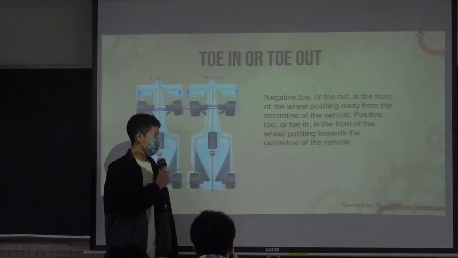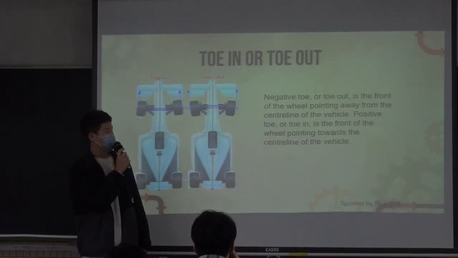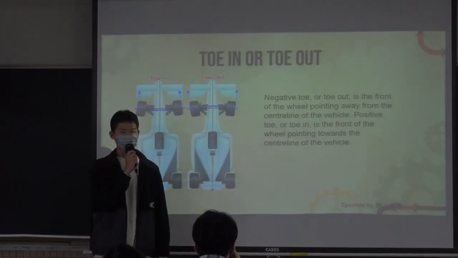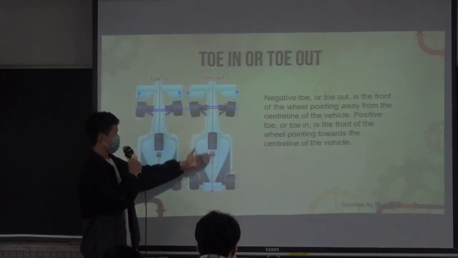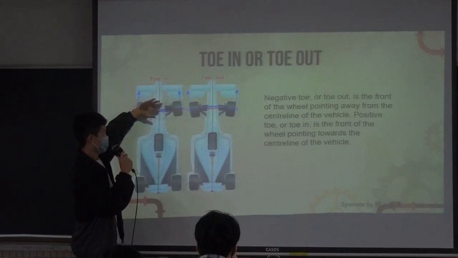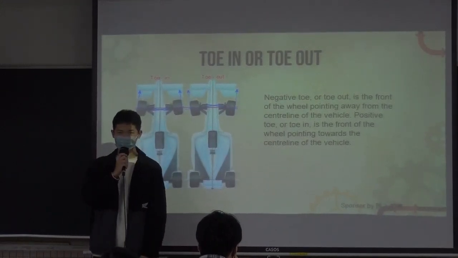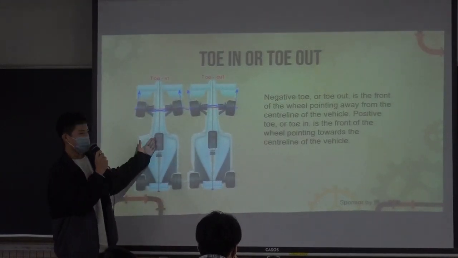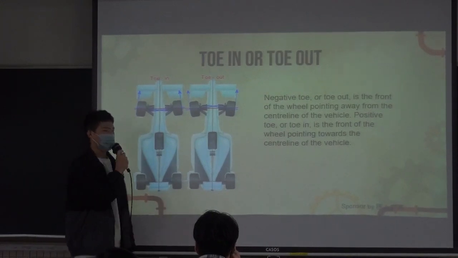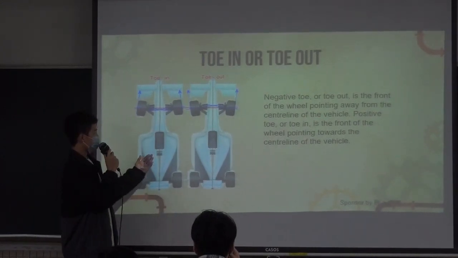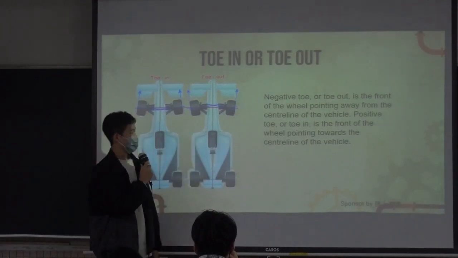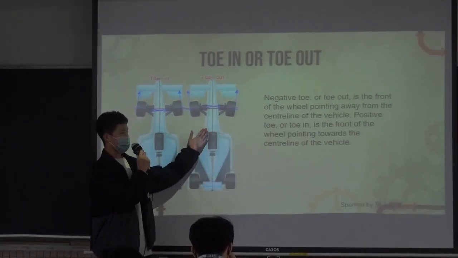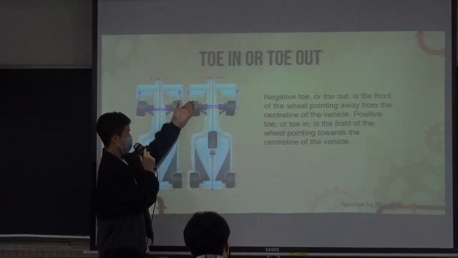The toe angle. The toe angle is the direction the tires are pointed in relation to the vehicle center line, viewed from above. Toe in: the front of the wheels point toward the center line of the vehicle. And then we got toe out: the front of the wheels point away from the center line of the vehicle.